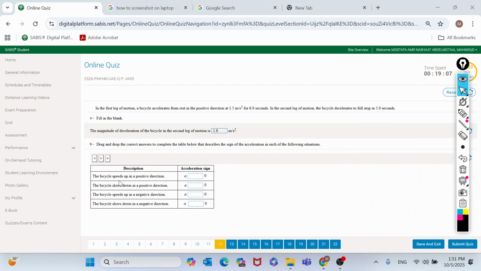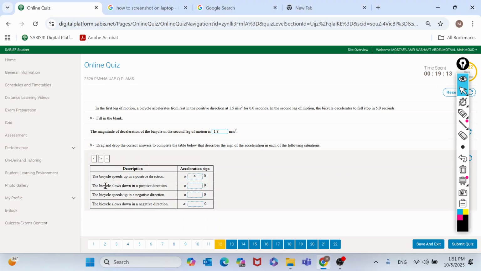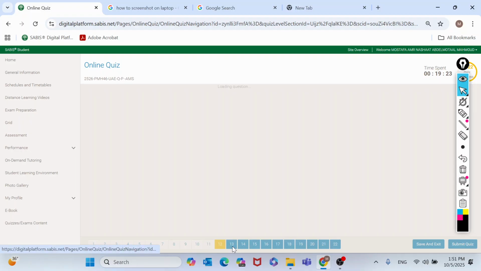Okay, this part is the same as the question at the start. Positive, positive, so it's positive. Negative, positive, so it's negative. Positive, negative, so it's negative. Negative, negative, so it's positive. Positive is greater than that.